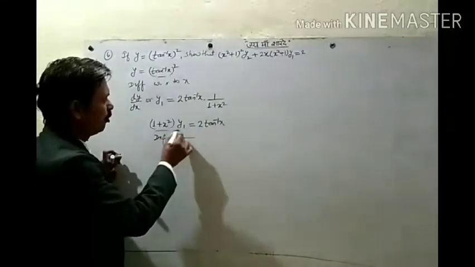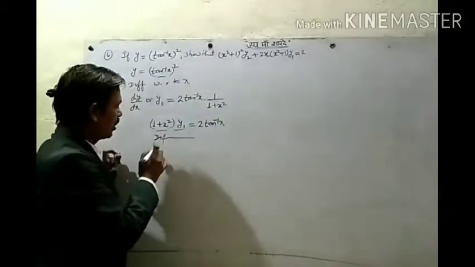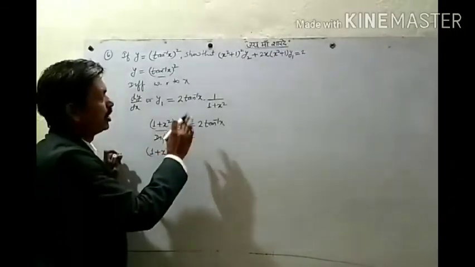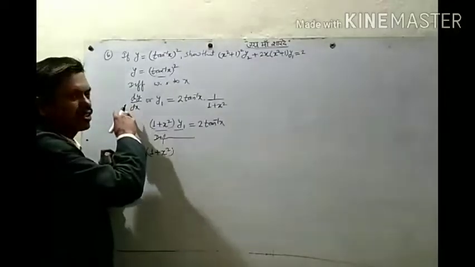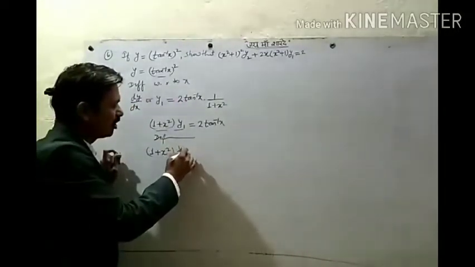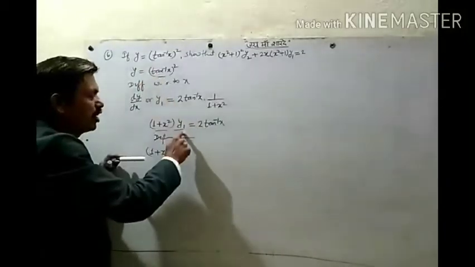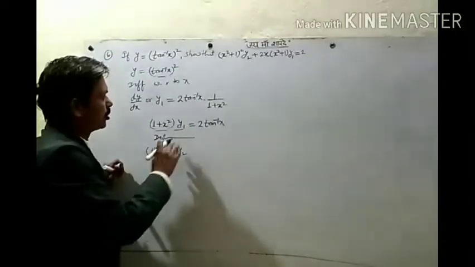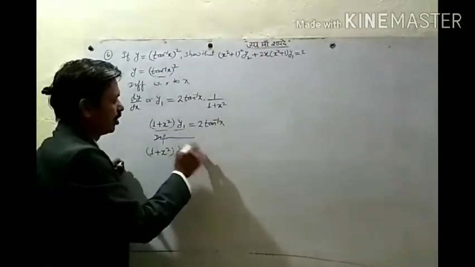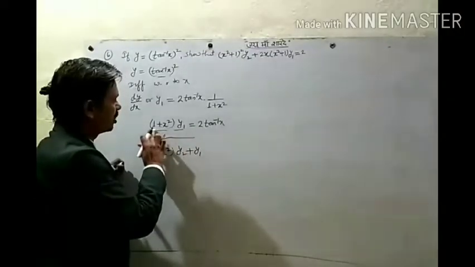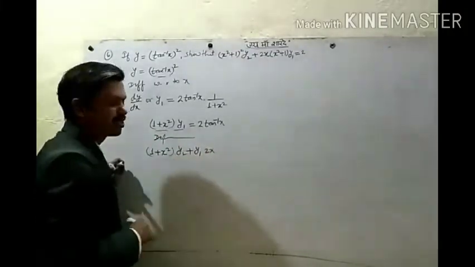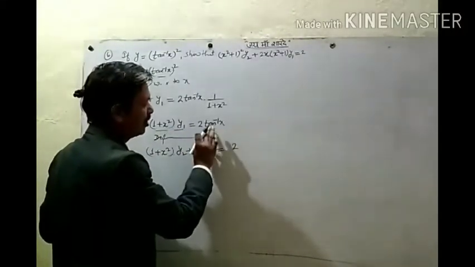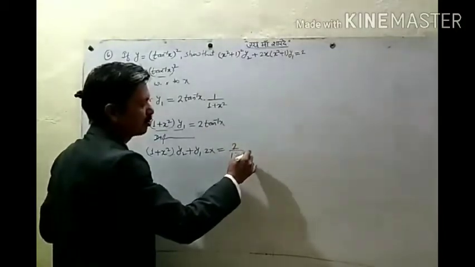Here we have two functions, so apply product rule. 1 plus x square as it is, derivative of y1. And y1 means dy by dx, so derivative of dy by dx, d2y over dx square, means y2. So derivative of y is y1, derivative of y1 is y2, derivative of y2 will be y3 and so on. So this as it is, its derivative y2, plus y1 as it is, derivative of 1 plus x square will be 2x. So differentiation of the left side is over. Now the right side, 2 as it is, derivative of tan inverse x, 1 upon 1 plus x square.